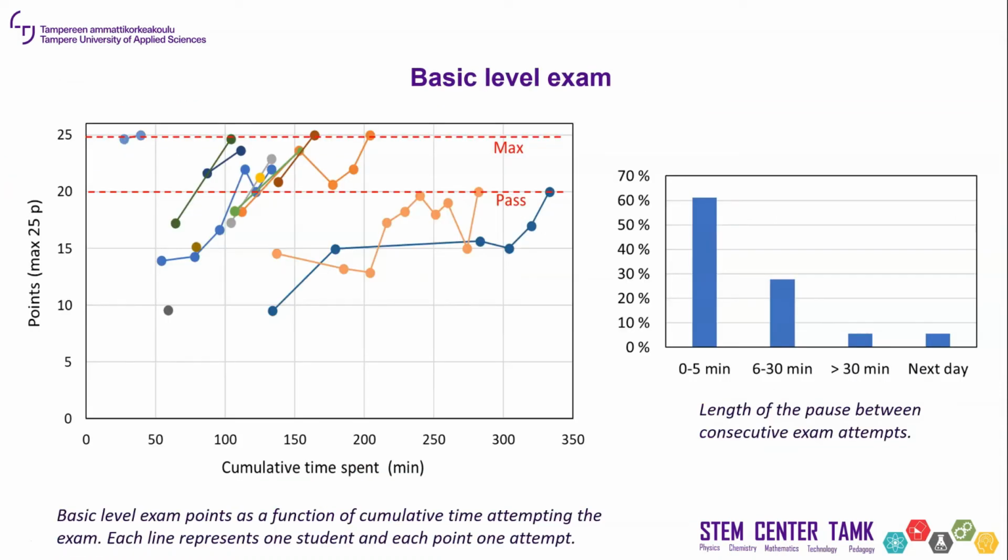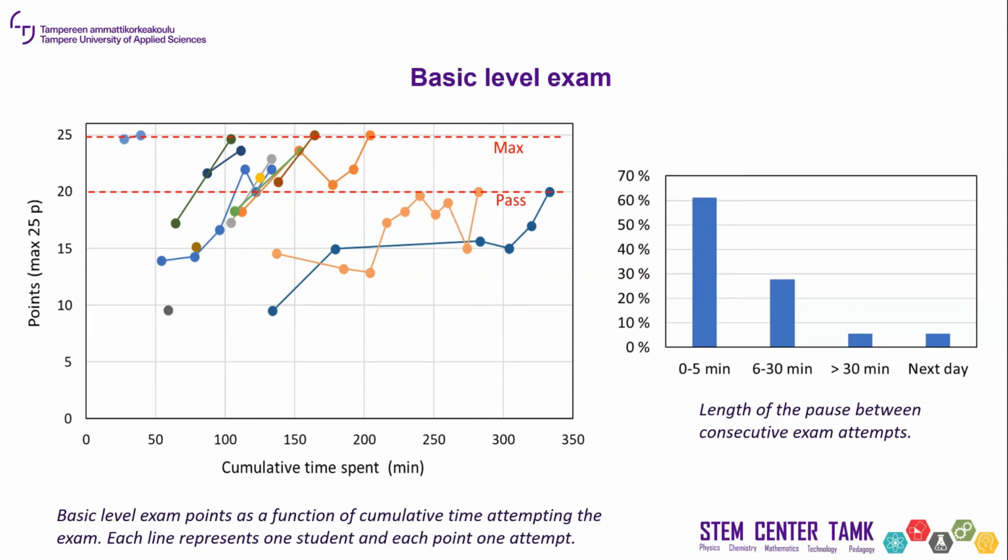The pilot course had also a basic level exam, and this slide shows how the students interacted with it. The graph on the left shows basic level exam points as a function of cumulative time attempting the exam. Each line represents one student and each point one attempt.